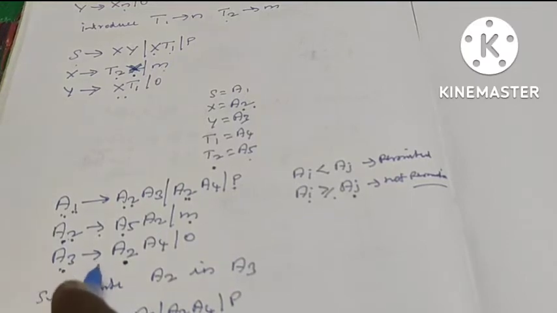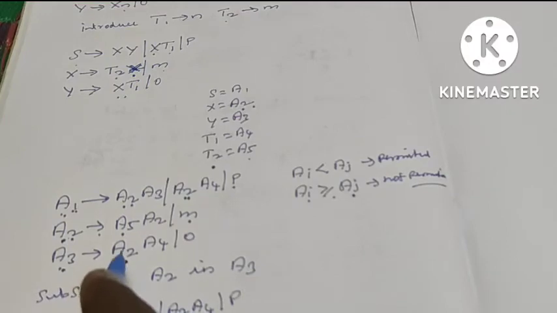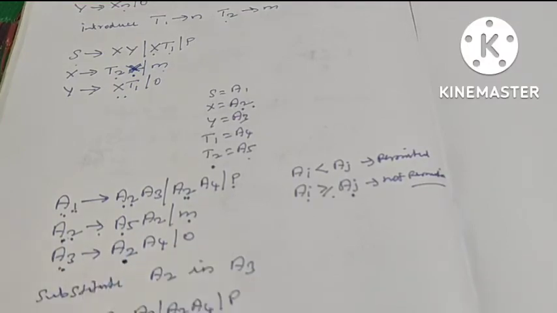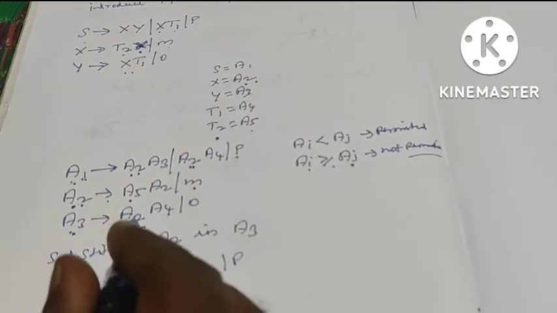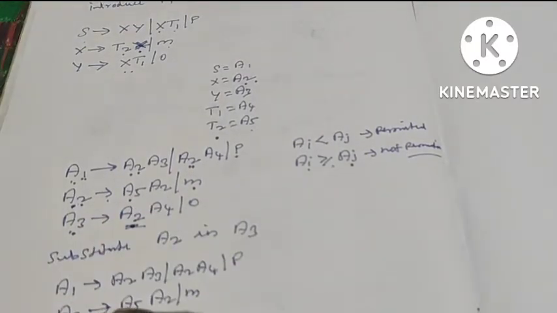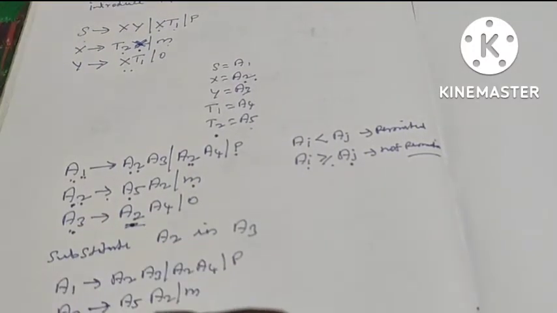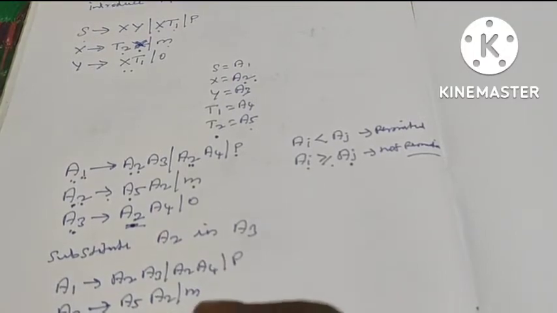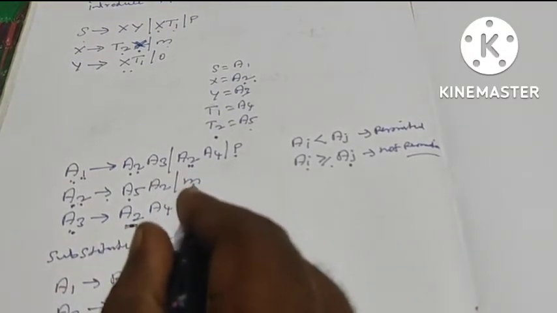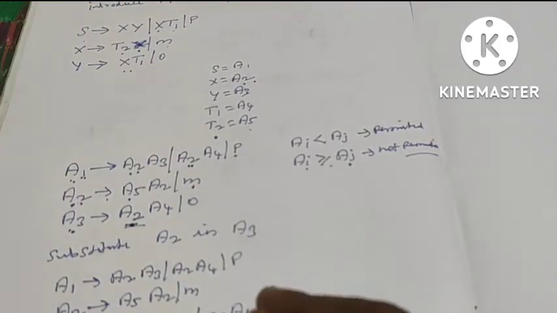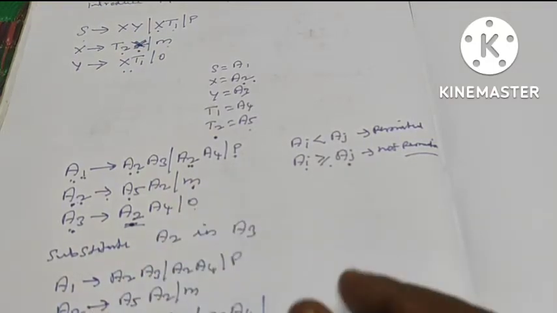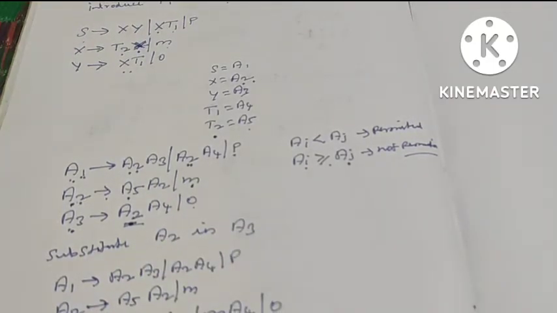Now come to A3. Here AI is greater than AJ, so we will substitute this A2. Take this A2 value and substitute it here. When you substitute A2 here, we can write A3 tends to A5 A2, and A4 is already there. We'll write A4 here, bar, and I replace this M by A2, so we will have M A4. Then O is already there, so we will just make it as O, a small O.